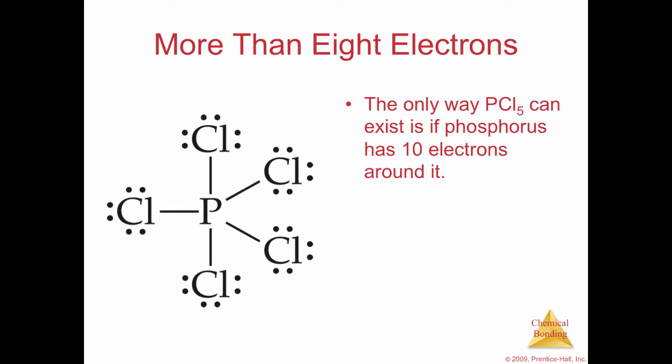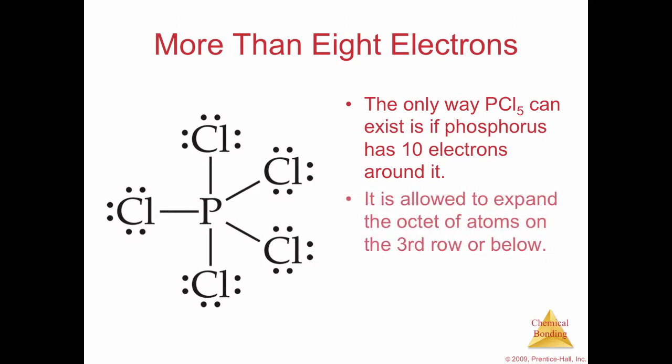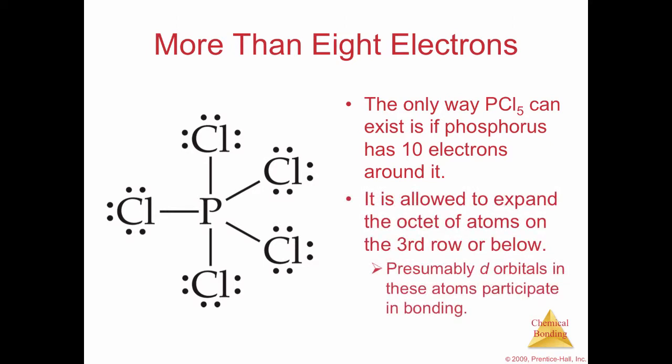The third type are molecules in which there's more than 8 electrons. This is the expanded octet. The only way that phosphorus pentachloride can exist is if phosphorus has 10 electrons around it. It is allowed to expand the octet of atoms on the third row or below on the periodic table. Presumably, the d orbitals in these atoms participate in bonding. Incidentally, the shape of this molecule would be trigonal bipyramidal.